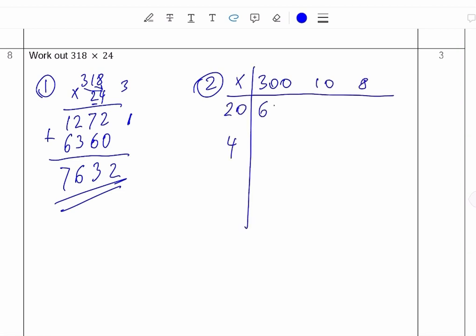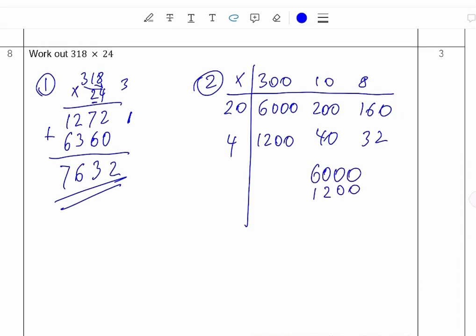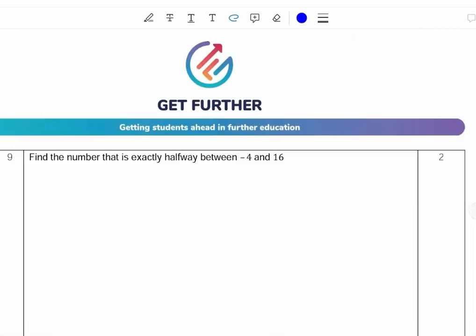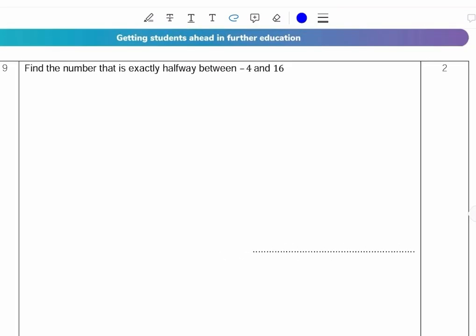Split the numbers into hundreds, tens, and units and multiply them across. You will get 6 answers inside. Add them all together. So you're adding up at the end, and you should get the same answer, which is 7,632.